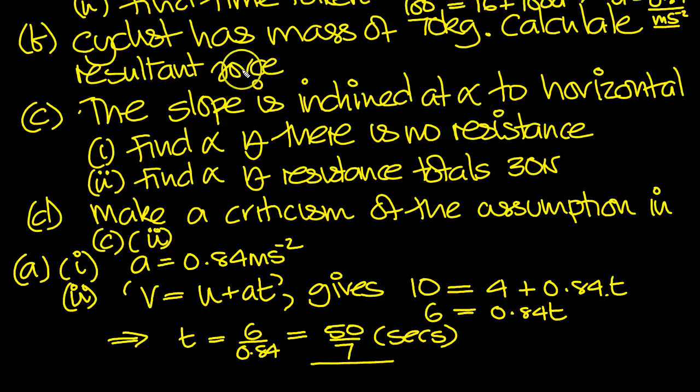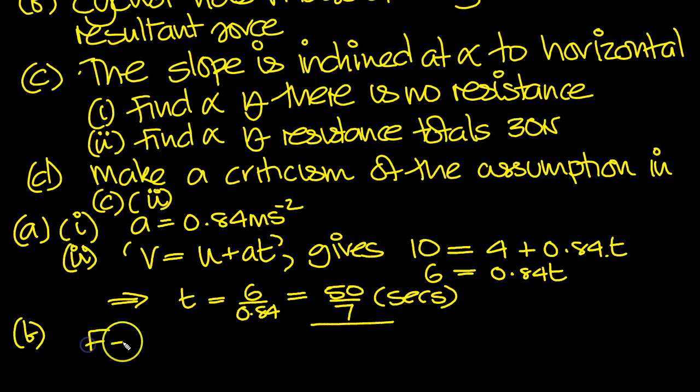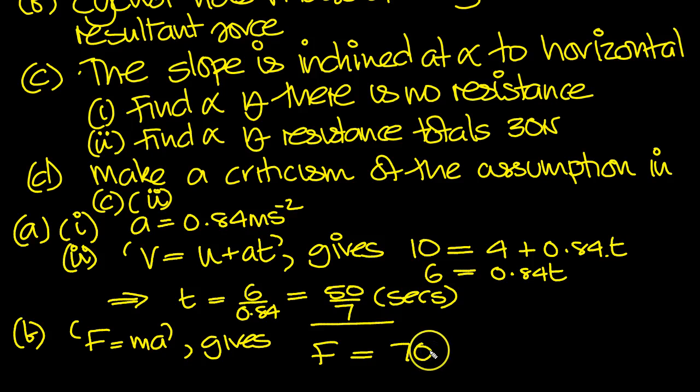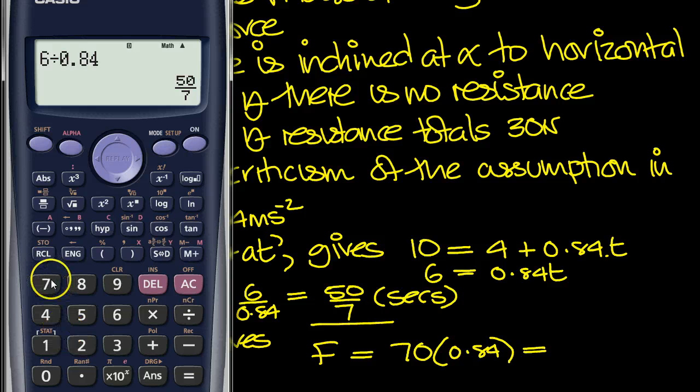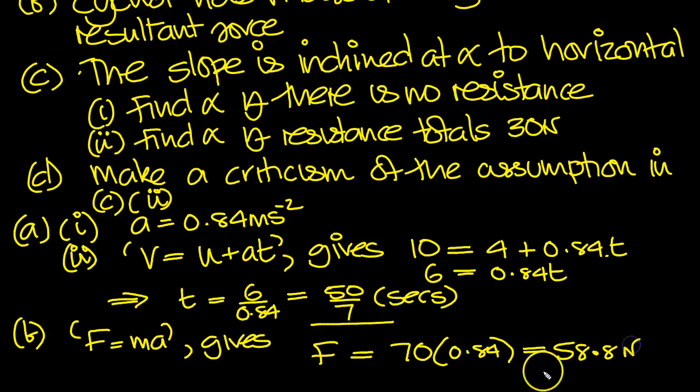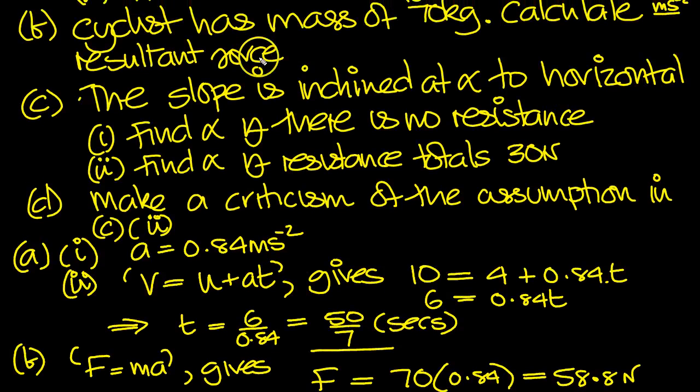Now part B. The cyclist has a mass of 70 kilograms. Calculate the resultant force. We want to apply F equals ma, don't we? F equals ma gives the resultant force is equal to the mass, which we know is 70, times the acceleration, which is 0.84. Tap that in the calculator: 70 times 0.84, 58.8 newtons. So there's B. We've done the resultant force now.